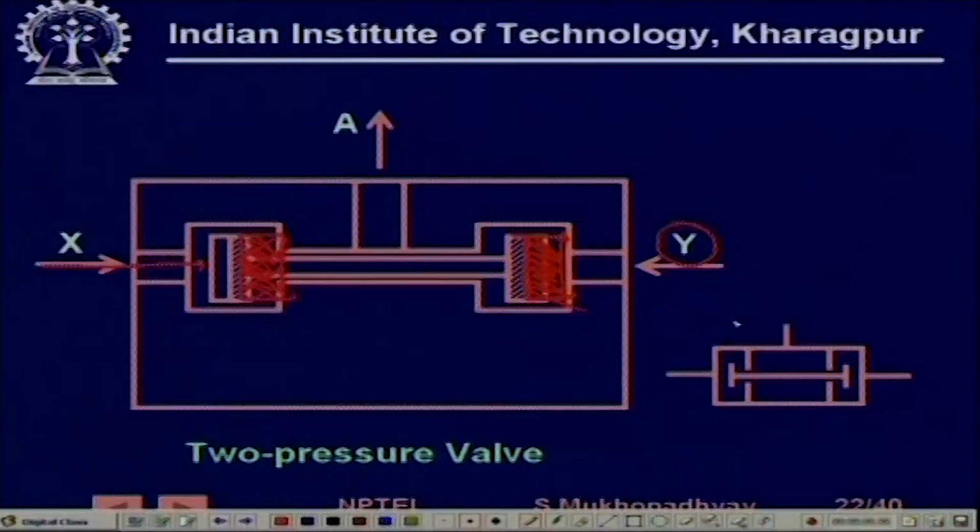Then you can see that both ports are cut off. Similarly, if x is not there, it will shift to the left, and then again both will be cut off. So this will be there. This port can get the pressure only if both x and y pressure ports have been applied. That is why it's AND logic.